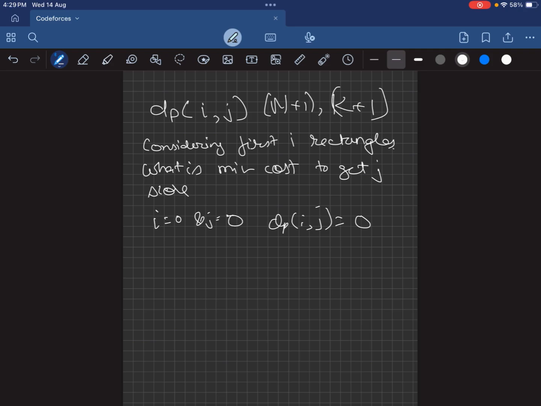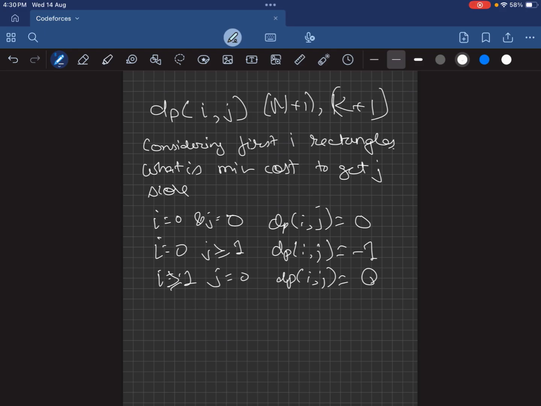Yes. But other than that, if i is equal to 0 and j is greater than or equal to 1, in this case dp of i comma j will be minus 1. This is basically asking: without seeing any rectangles, can I get a score? This is not possible. The other way around, when i is greater than or equal to 1 and j is equal to 0, in this case dp of i comma j will be 0 again. That is, can I get zero score by seeing so many rectangles? Always possible. We just don't do anything and we get the required score.